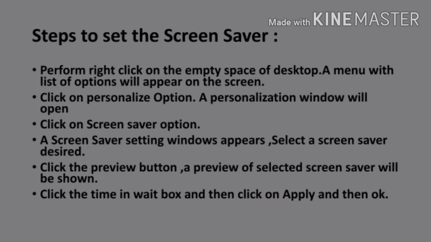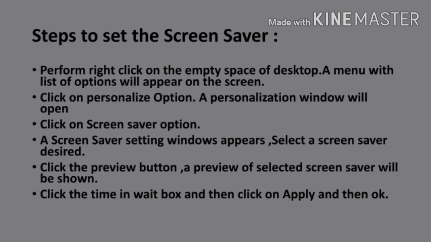As usual, first, with the mouse, you have to right click on the empty space of the desktop. Then a menu with a list of options will appear on the screen. In that, the last option, that is the personalize option, you have to click on. When you click on it, a personalization window will appear. In that, at the extreme right side down, there will be an option screensaver. You have to click on the screensaver option.